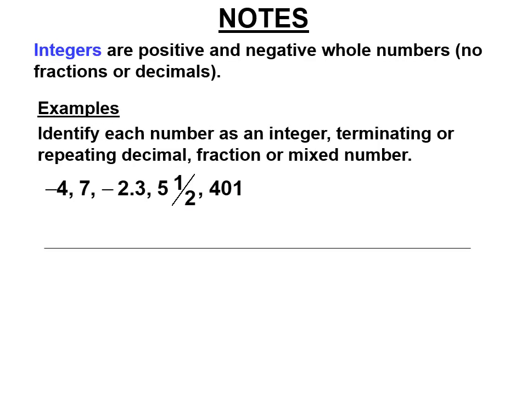All right, so integers are positive and negative whole numbers. Which of those are integers? Well, negative 4 is an integer, 7 is an integer, and 401 is an integer, right? Decimals and fractions are not integers.